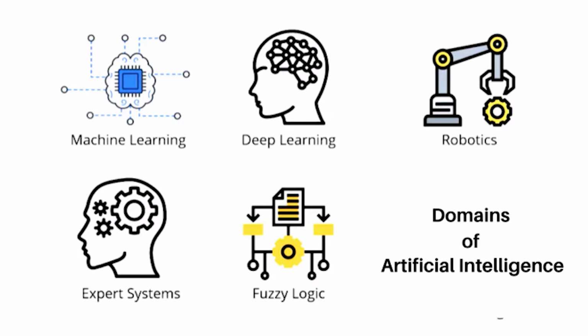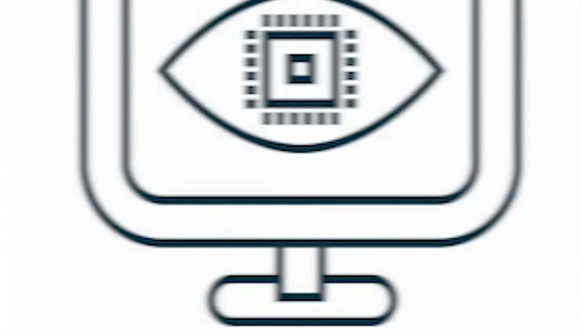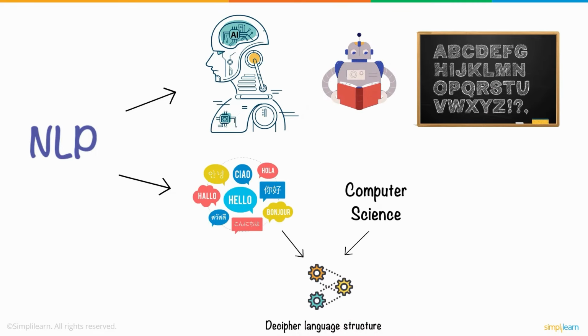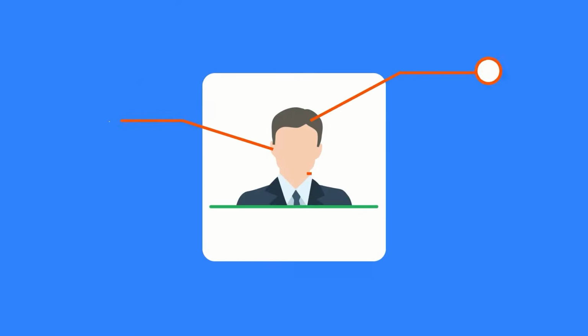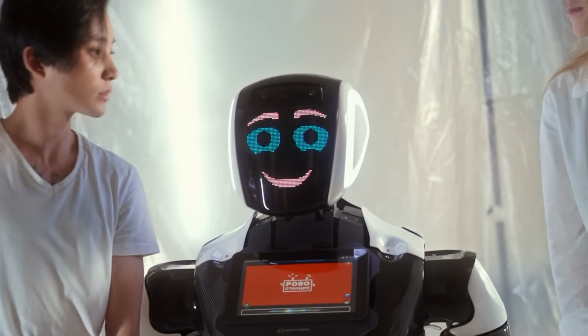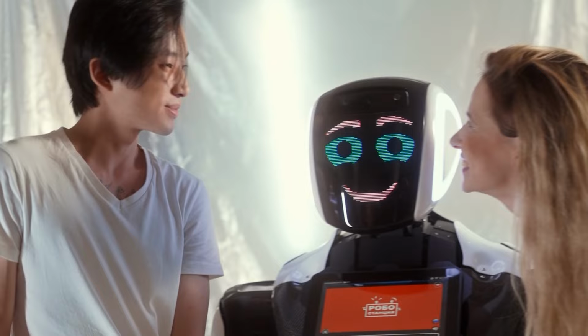Number 5. Specialized AI domains. In this step, you have to learn about NLP, natural language processing, computer vision and robotics. In essence, NLP lets machines understand and speak human language. Computer vision is like giving eyes to a machine, letting it understand and react to what it sees. Robotics is about turning intelligent software into moving, interacting machines in the real world.